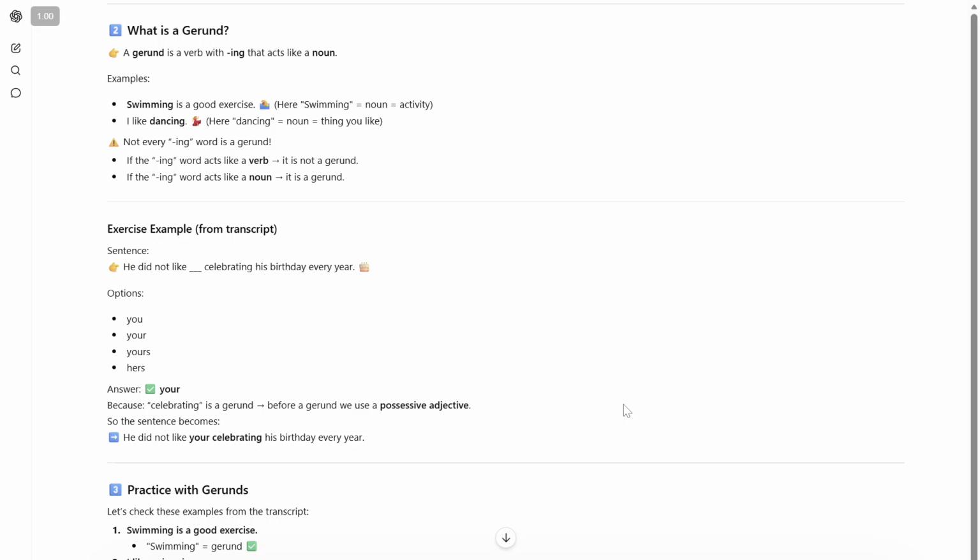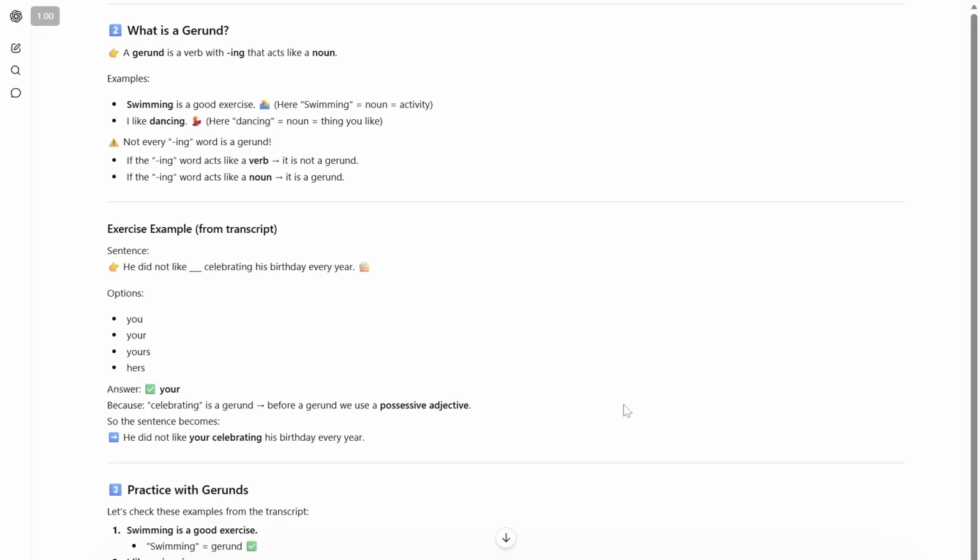Exercise example from the transcript. Sentence: he did not like celebrating his birthday every year. Options: you, your, yours, hers. Answer: your. Because celebrating is a gerund, before a gerund we use a possessive adjective. So the sentence becomes: he did not like your celebrating his birthday every year.